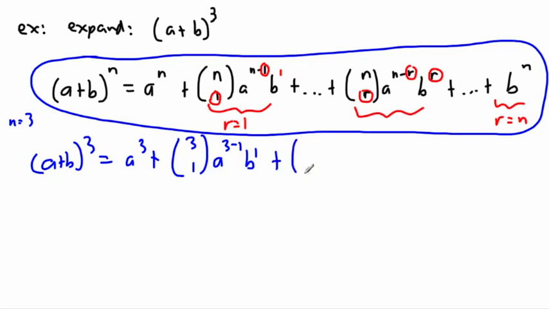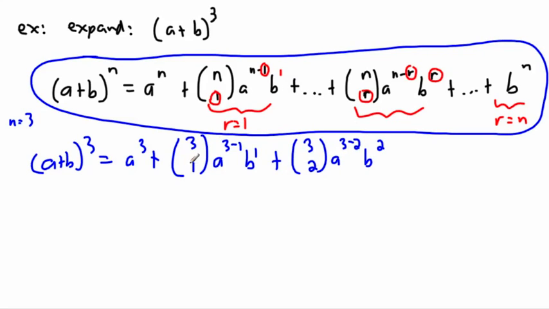Then we keep going. So the next term is going to be 3 choose 2. The way this goes, this is a to the power of, and it's always n minus r. So in this case it's 3 minus 2, because r is 2 here, times b to the power of 2.